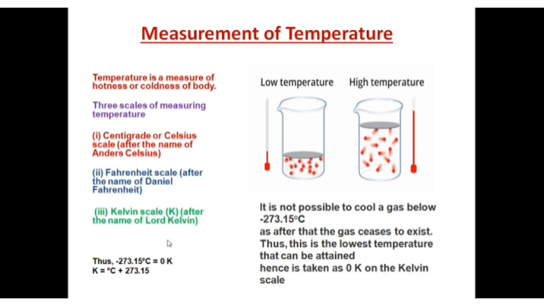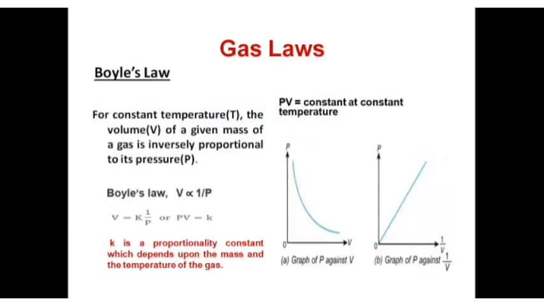So from here we can say that 0 Kelvin is equal to minus 273.15 degree centigrade, and Kelvin is equal to degree centigrade plus 273.15. So from this the Kelvin scale emerged. Now after this we'll do the gas laws.